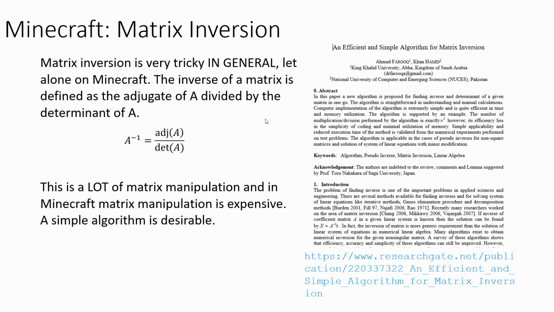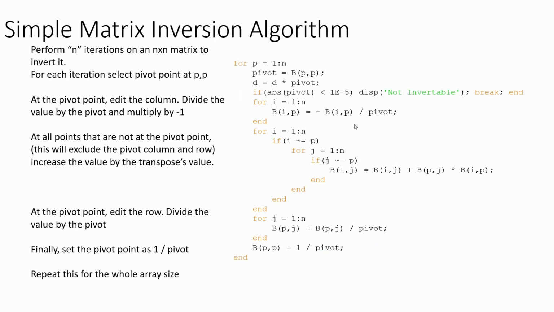So I found a paper called An Efficient and Simple Algorithm for Matrix Inversion, and it really is simple and efficient, and I implemented that in game. The link is right here to the ResearchGate page where you can download the paper if you want to read it. But it's actually pretty simple. This is the entire algorithm written in MATLAB code. What it basically does is you iterate across. It only works for n by n arrays, but you iterate across for all of the n dimensions, right?